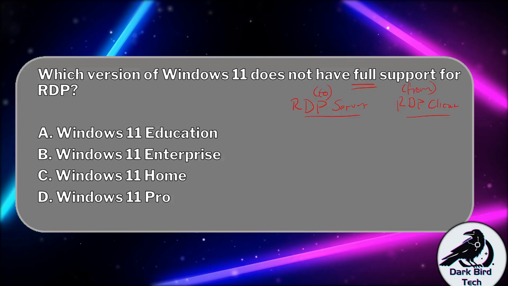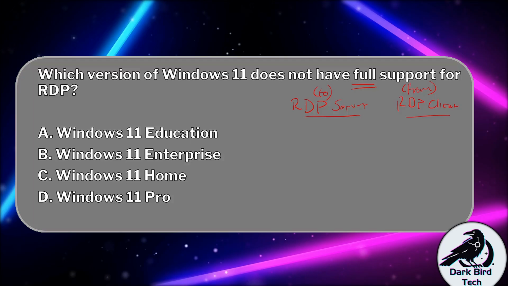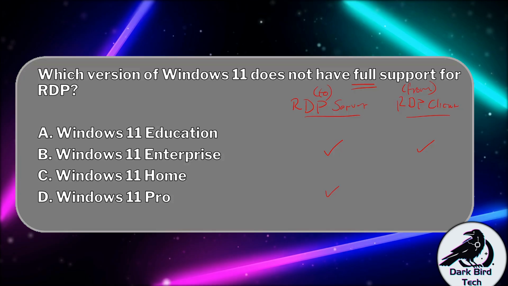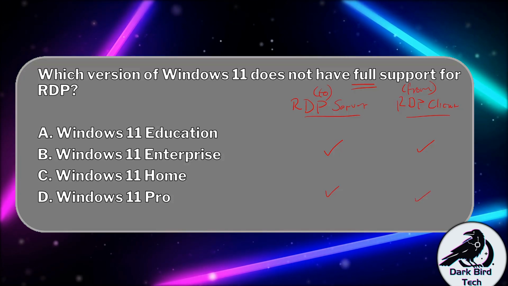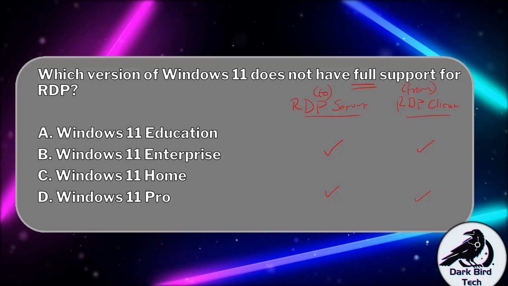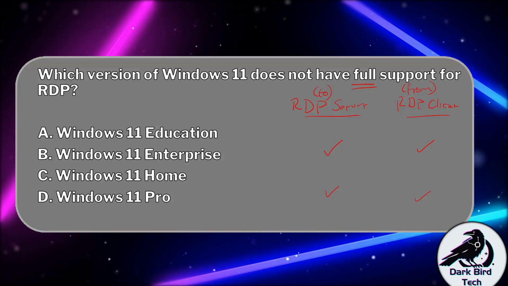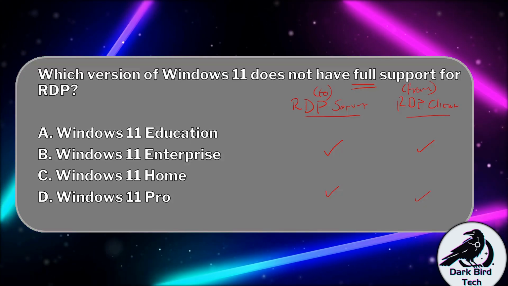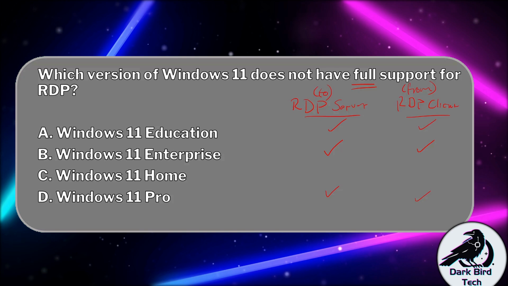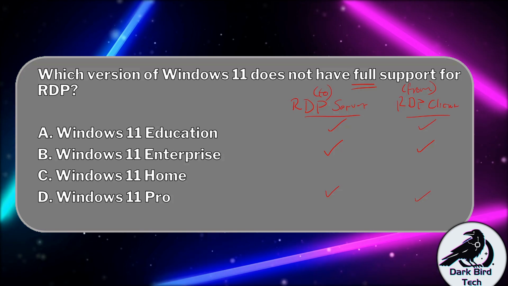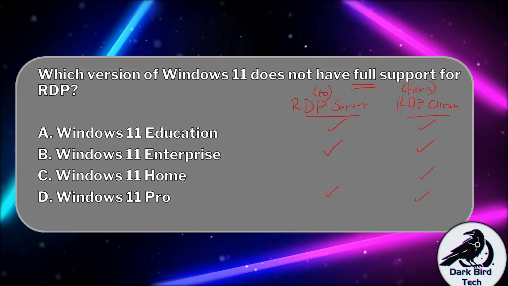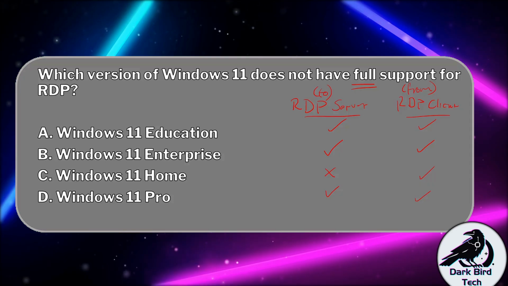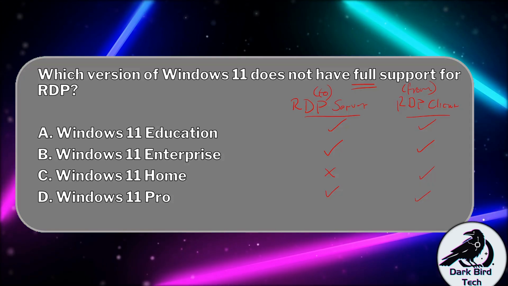Now, Windows 11 Enterprise, as you can imagine, would support both. Windows 11 Pro also supports both. Pro and Enterprise are very similar in terms of feature sets, obviously with Enterprise having a couple of extra features, and the main difference being how the licensing is handled. And then Windows 11 Education will support both as well, whereas Windows 11 Home supports the client, but not the server role. So you can remote from a Windows 11 Home machine, but not into it with RDP.